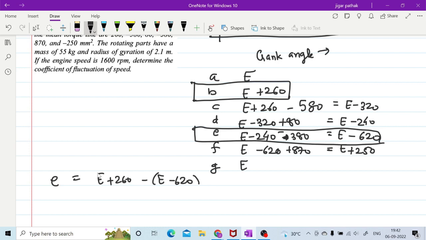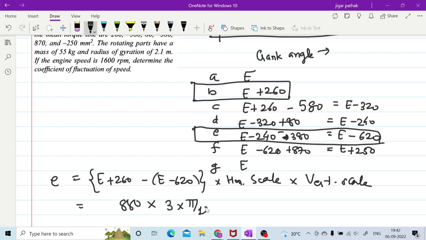Whatever this energy is, you have to multiply it with your scale, the horizontal scale and the vertical scale. When you simplify, it will come around 880. Horizontal scale is crank angle, so it is 3 degree. You have to convert it into radians, so 3 degree into pi by 180, and into 500.